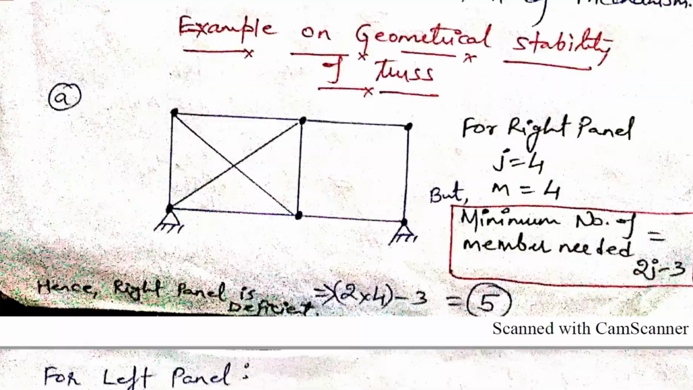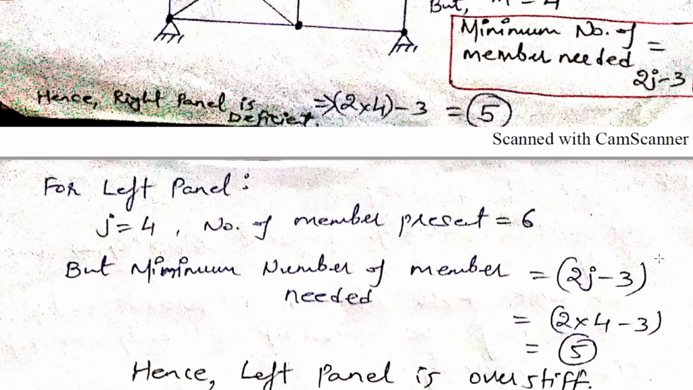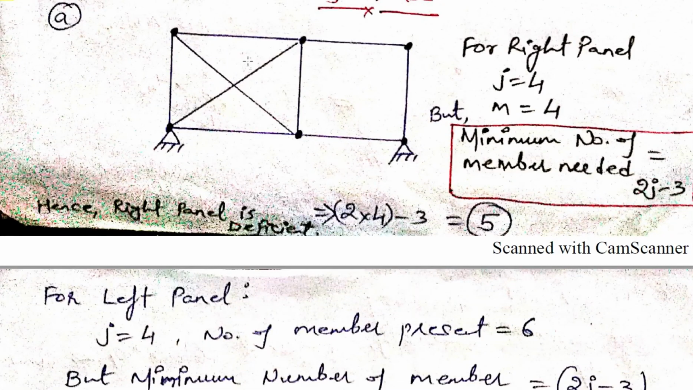Okay, so for the left panel, you refer here, this is your left panel. Here the number of joints is 1, 2, 3, 4, again 4 joints. So the number of joints is equal to 4, and the members present are 1, 2, 3, 4, this is your 5, this is your 6.